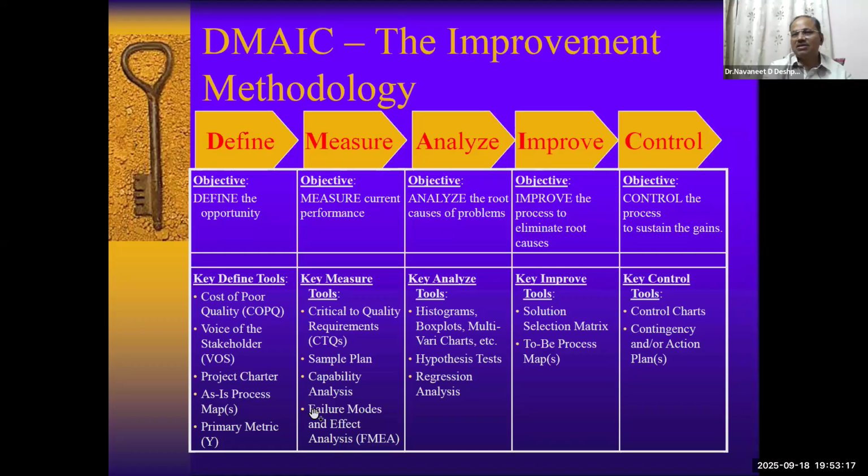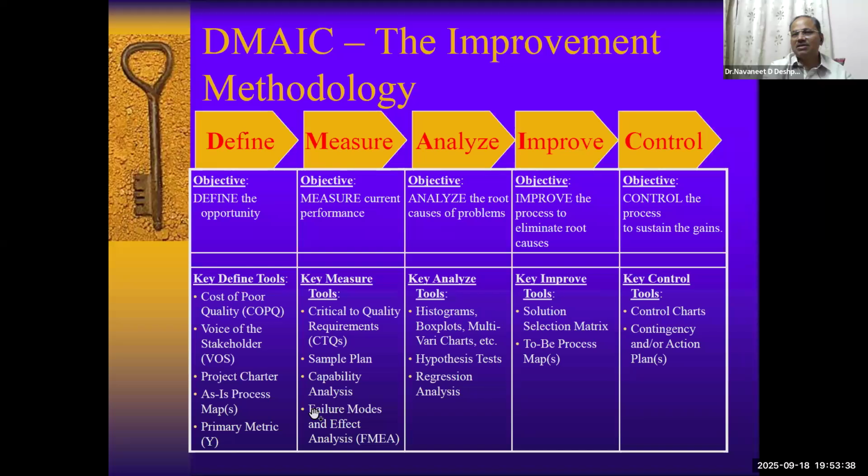What do you mean by poor quality? What do you mean by good quality? Both the ranges of minimum and maximum you have to set up. Then voice of the stakeholder. You have to take the voice of the stakeholder in terms of the feedback on a scale of 10 or a scale of 5. Then VOS, voice of the stakeholder, right? Press 1 for this, press 2 if you are happy, press 3 if you're not happy. So this is known as voice of the stakeholder.